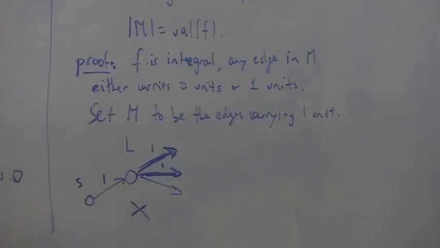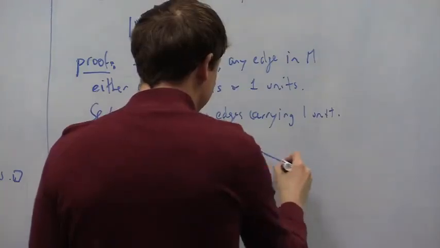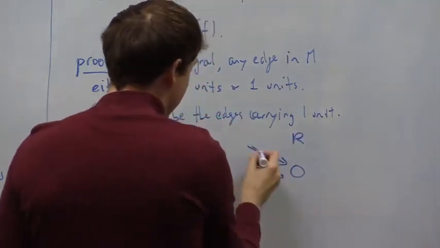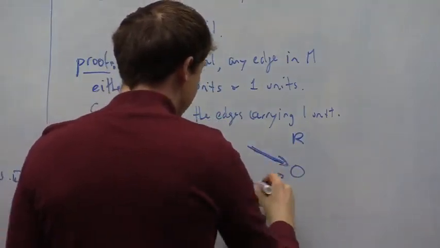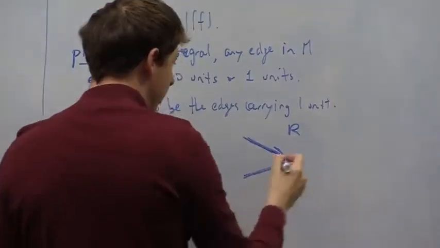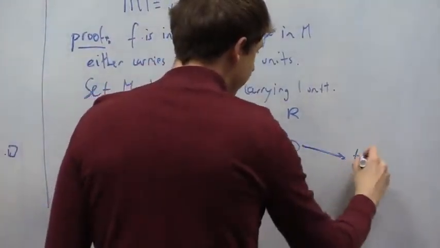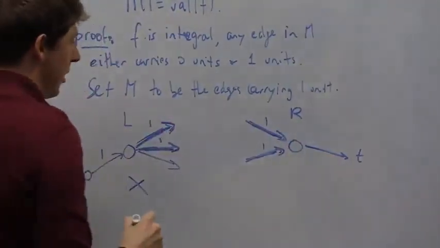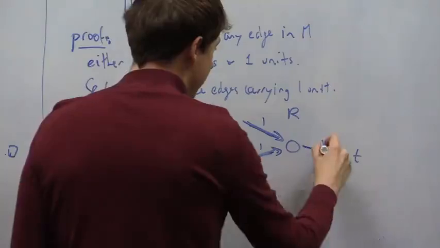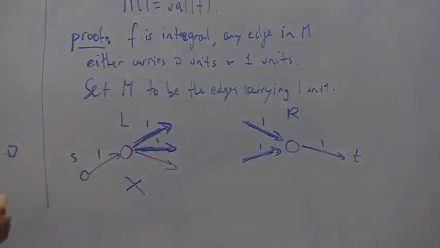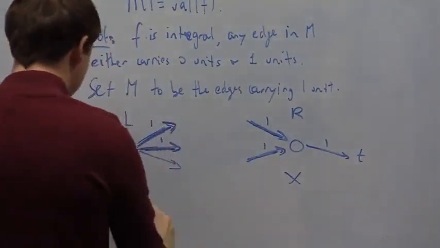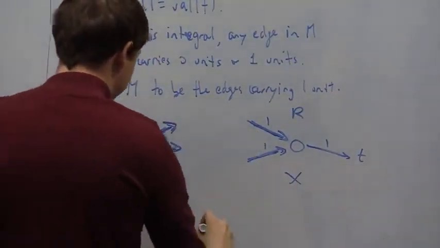So it cannot be. And by symmetry on the other end, if by way of contradiction, somewhere on the right, in the matching M, we selected two edges that point to the same vertex, we selected them because they were carrying one unit of flow. But out of that vertex, there is only one unit of flow that is allowed. So again, this cannot be because of conservation of flow. And because of this, we know that M is a matching.